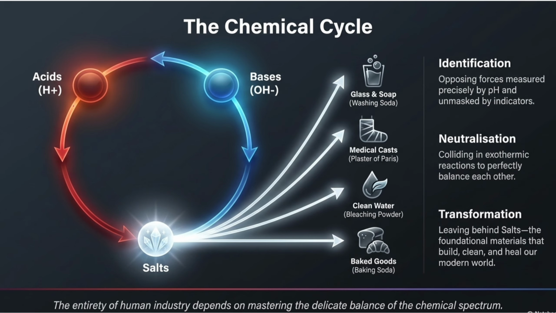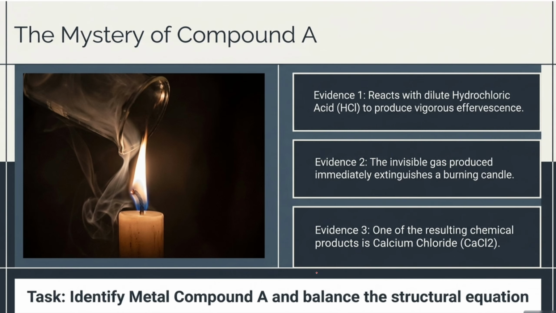So this is just a chemical cycle, which means our environment and our lives are full of acids and bases. What are their applications? We have washing soda, plaster of Paris, bleaching powder to get clean water, and baking soda for baking. Nowadays we are surrounded by cakes and so many things, so this carbonate, baking soda, plays a role. The entirety of human industry depends on mastering the delicate balance of the chemical. That's equally true. Okay. So one question.